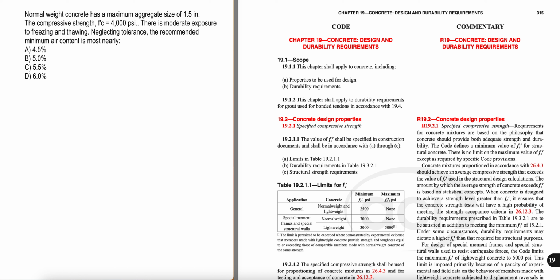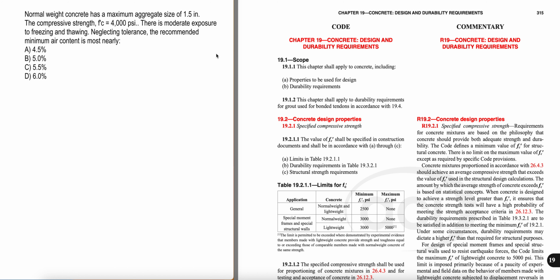So to solve this problem, we need to go to ACI chapter 19. And chapter 19 is concrete design and durability requirements. And that's basically what they're asking us, right? We're trying to figure out the minimum air content for a concrete mixture. And the reason that we entrain concrete with air is to provide it resistance to freezing and thawing.